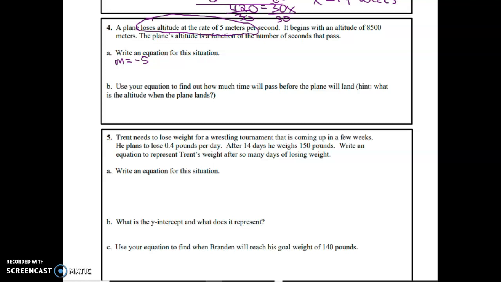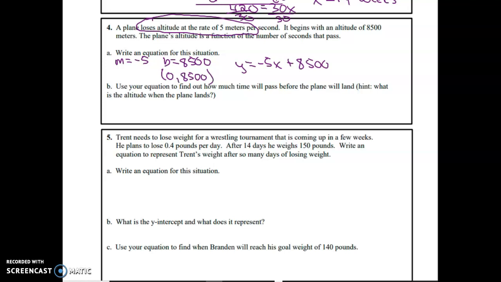So I already have the beginning amount. It says begins with an altitude of 8,500 meters, which is my starting amount. That's enough information to write my equation. This is a yesterday problem. It's not like I have a point in time, or you can think about a point in time as when I started calculating how long it's going to take, the plane was at 8,500 meters.